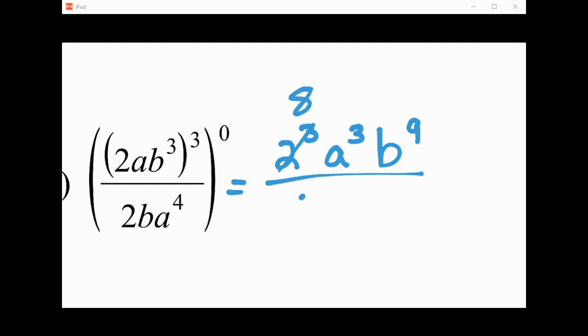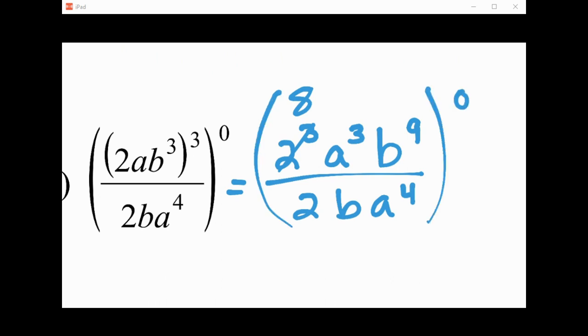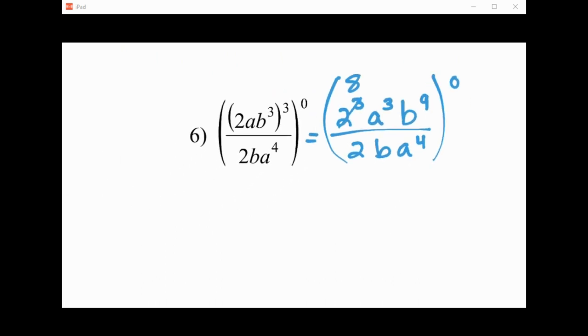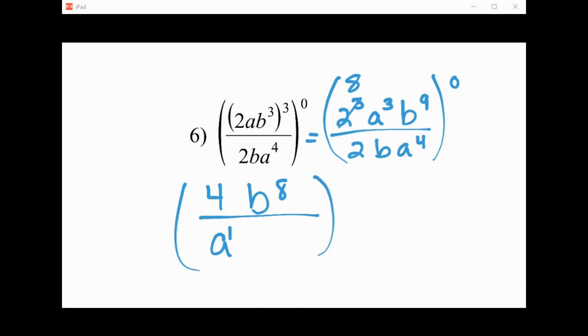So over 2BA4. So then I have 8 divided by 2 is 4. There are more A's on the bottom, so I'm going to put it down there, and 4 minus 3 is 1. There are more B's on top, and 9 minus 1 is 8. So the inside is all simplified.